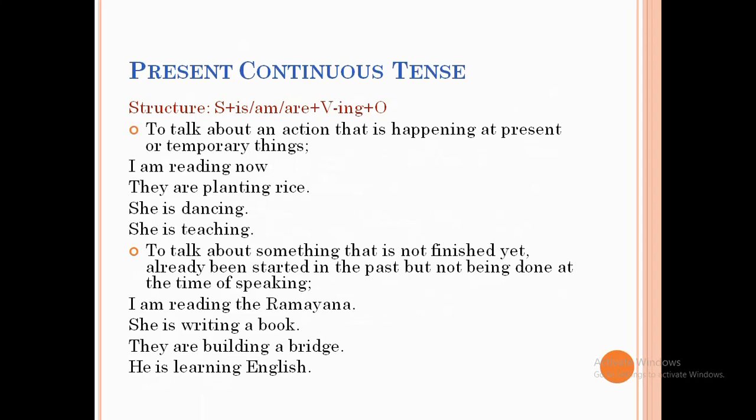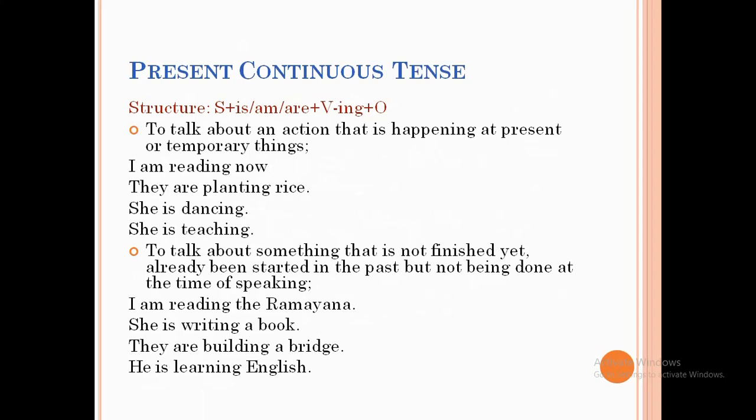See, in what situation we can use present continuous tense? Whenever we talk about any action or event that is going on currently, or that is happening at the present, or whenever we talk about temporary things. Let's see some examples. I am reading now. They are planting rice. She is dancing. She is teaching. See, all these examples talk about the event which is going on.